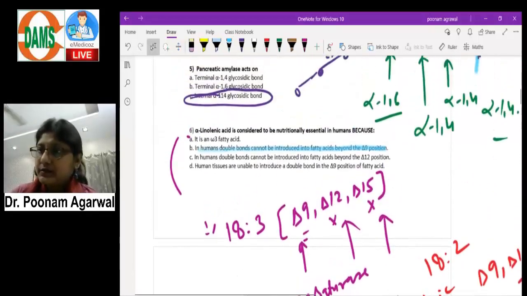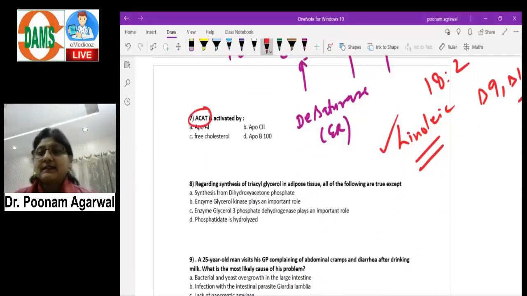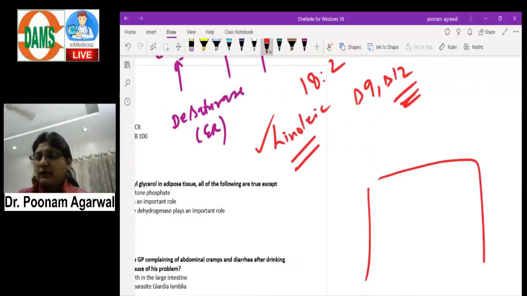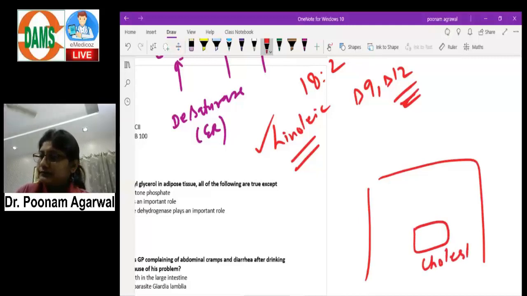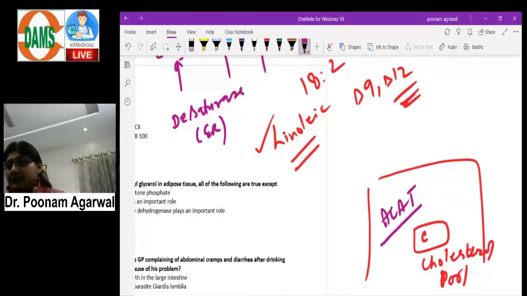Now coming to the next question, that is question number 7. ACAT is activated by. ACAT is an enzyme which is intracellular enzyme. This is activated by free cholesterol in the cell. Like if I draw, this is one of this extrahepatic cell, and this is having the cholesterol pool where the cholesterol is stored in the free form. We have enzyme called ACAT enzyme. So first point is that ACAT is an intracellular enzyme, and this ACAT is acyl-CoA acyltransferase enzyme.